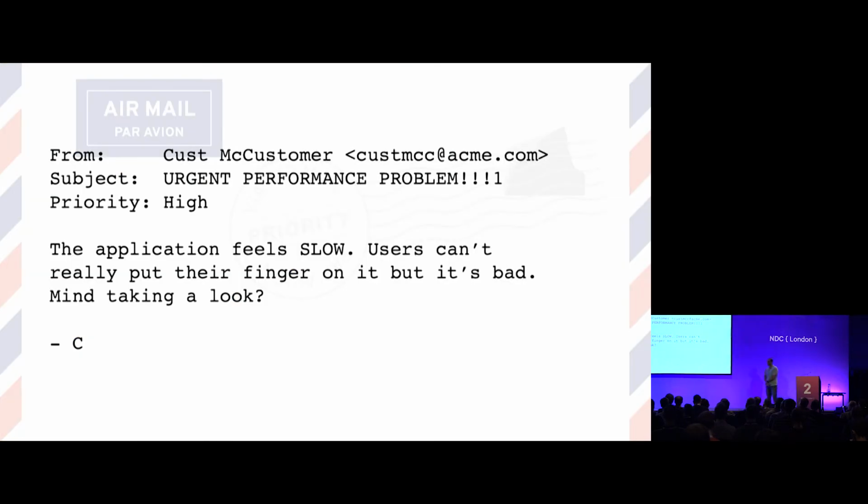So, a couple of examples of what I think are not so good problem descriptions. In this one, the customer complains that the application feels slow. Users can't really put their finger on it, but it's bad, might you take a look. Again, in your organization, if you are the performance expert or the go-to person for performance issues, you might get this sort of thing often. As a consultant, I get this sort of thing often as well. It's highly unactionable. It's hard to understand what's going on. I don't know anything about your application or your system. What do you really expect me to do with this?